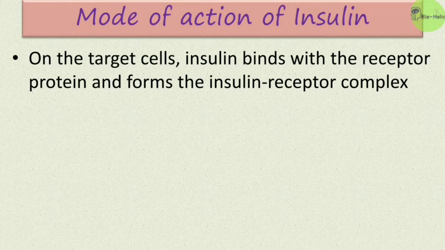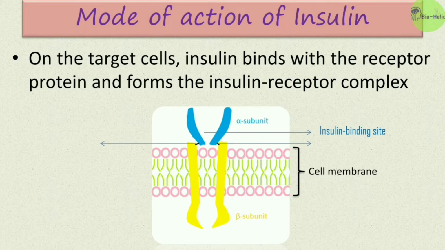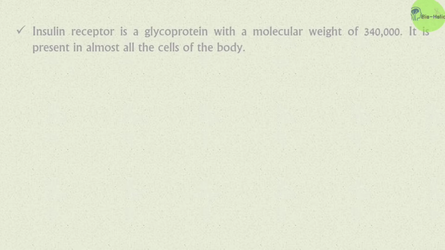Now the mode of action of insulin. On the target cell, insulin binds with the receptor protein and forms the insulin receptor complex. Suppose this is the structure of an insulin receptor. You can see that here 2 subunits are there, the alpha subunit and the beta subunit. The alpha part contains the insulin binding site, and this is the disulfide bridge that connects the alpha subunit to the beta subunit. So, insulin receptor is a glycoprotein with a molecular weight of 340,000.